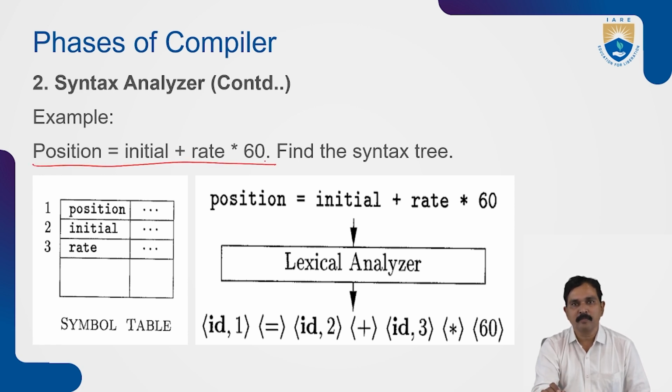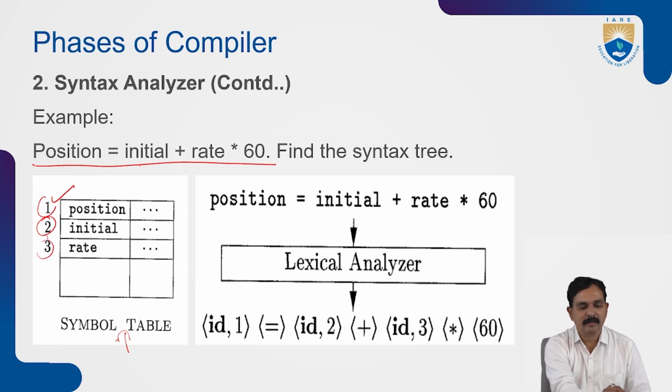Position equal to initial plus rate into 60. What about the symbol table and the identifiers? The identifier position is stored in the first location of the symbol table. The symbol table is nothing but a kind of data structure, which we assume is in main memory. Initial is another argument that can be stored as the second record, and rate can be stored as the third.